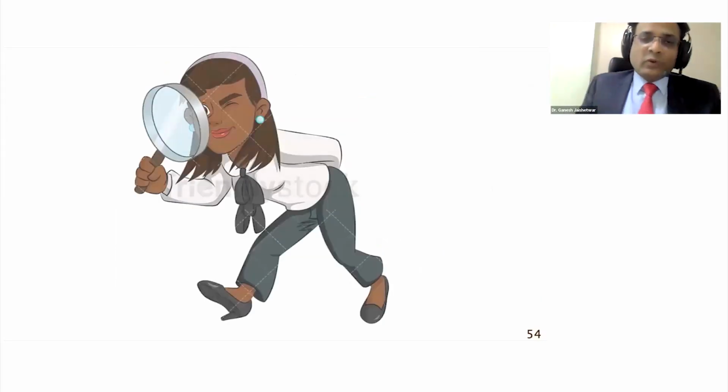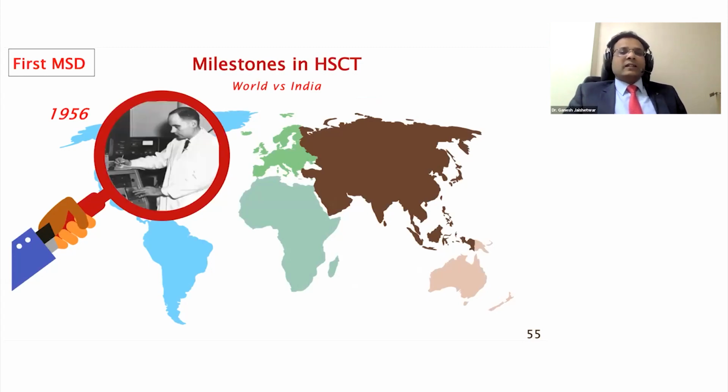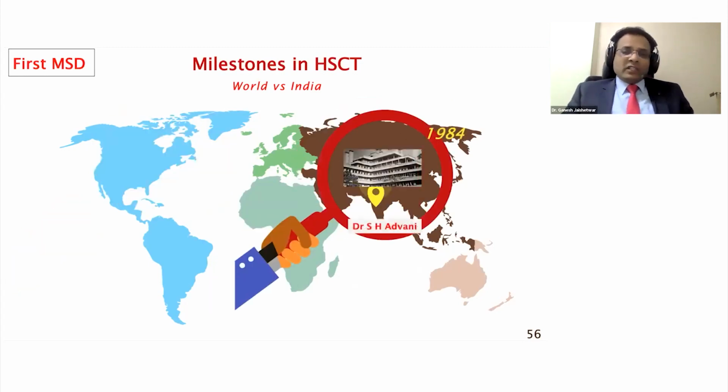So let us peep again into the history, milestones in transplant. First, world versus India. As I mentioned earlier, in 1956, Cooperstown, New York, the first allogeneic hematopoietic stem cell transplant was done by Donald Thomas. And then the first allogeneic stem cell transplant in India happened at Tata Memorial Hospital, Mumbai, under the guidance of Dr. S.H. Advani, the father of oncology in India.